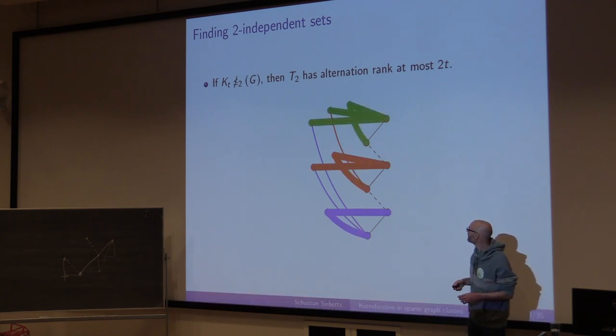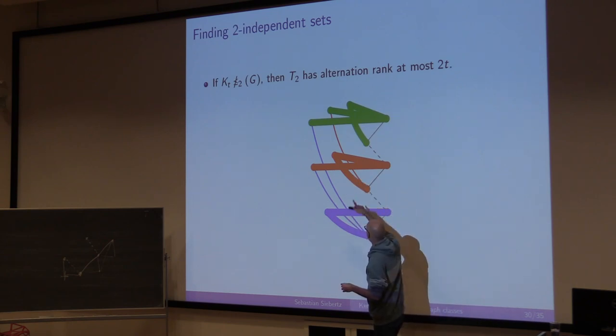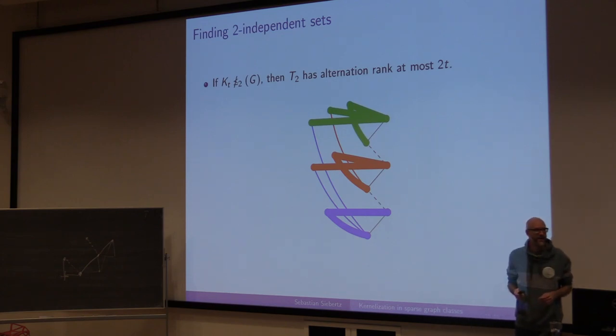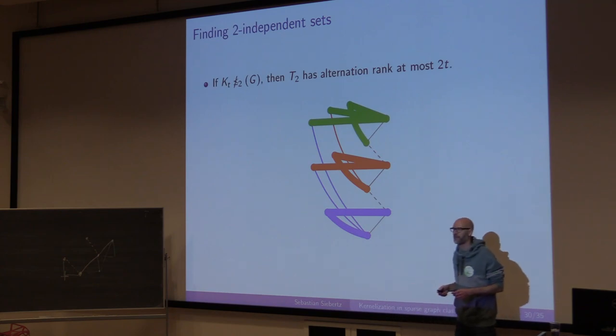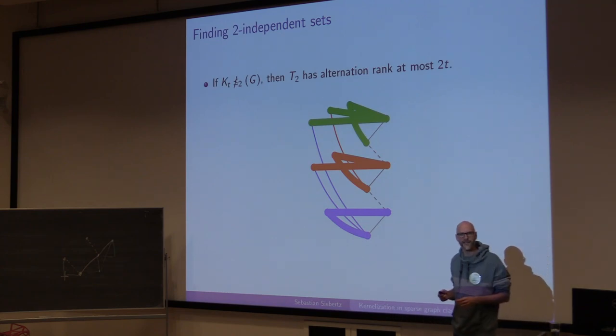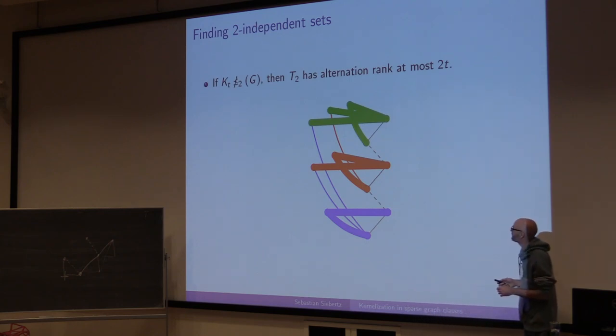And now this is a depth 2 minor of a complete graph. Each of these guys here is connected with each other one. And by definition of nowhere denseness, we have a bound K_t which we cannot find as a depth 2 minor. So we have a bound on the alternation rank of those ladders that you find.